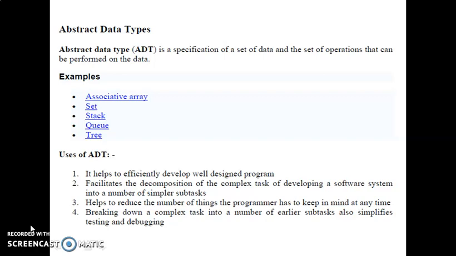Next, it breaks down a complex task into a number of earlier subtasks, also specifying testing and debugging. It's easy to debug when we are using the ADT. You understand? Right. We move to next. The ADT is used for designing a program in an effective manner, reducing the complexity and producing a better result. That is the use of ADT. You understand?